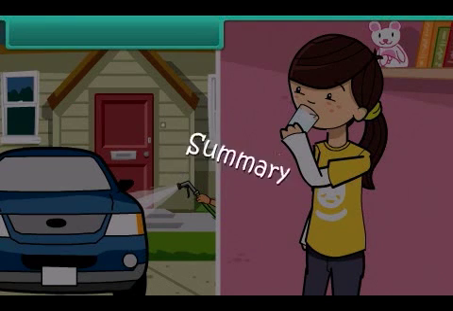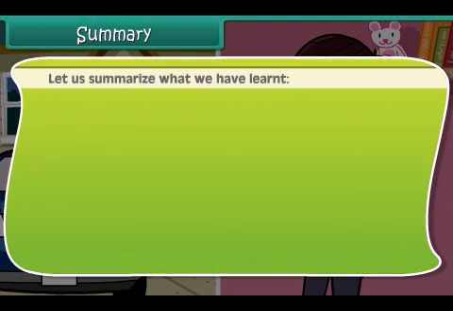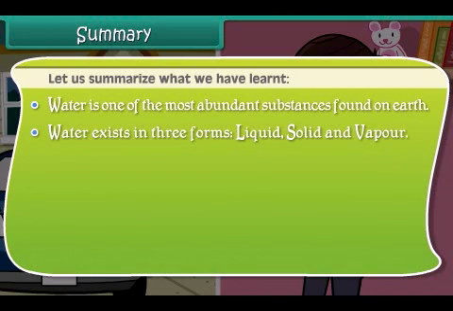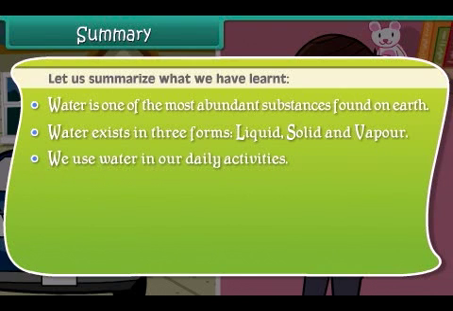Summary. Let's summarize what we have learned so far. Water is one of the most abundant substances found on earth. Water exists in three forms: liquid, solid, and vapor. We use water in our daily activities.